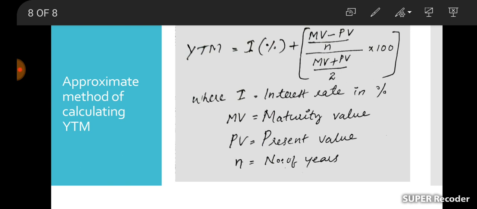So my dear students, just keep in mind these equations and get ready to solve problems by using these equations in the coming class.